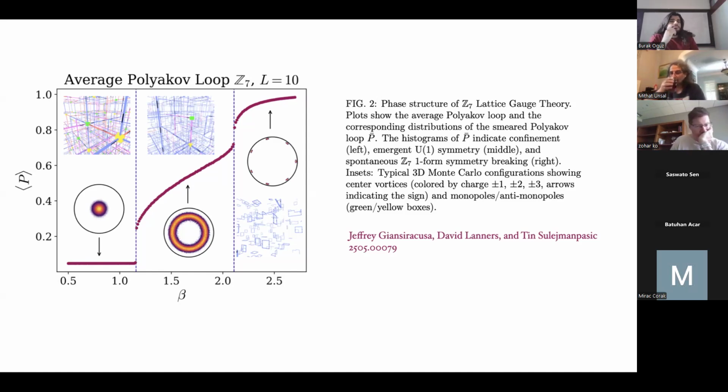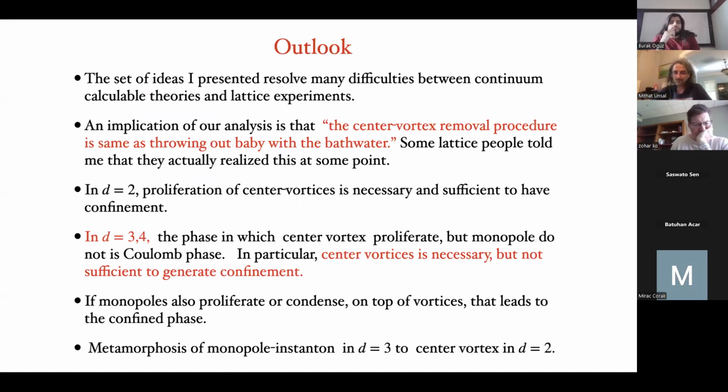Now, actually, I have some more stuff, but I don't want to take too much time. I can give a summary and stop here. I think that this set of ideas may resolve a number of difficulties between continuum calculable theories and lattice numerical experiments. And a long time ago, this is a sentence that I didn't come up with, a lattice friend of mine who worked on these center vortices said that the center vortex removal procedure is the same as throwing out the baby with the bathwater.